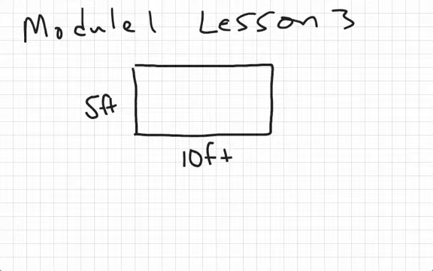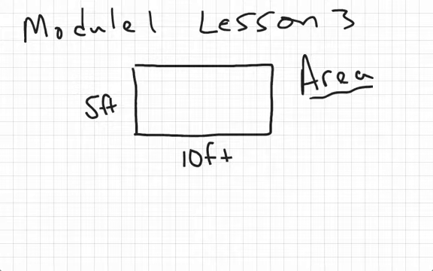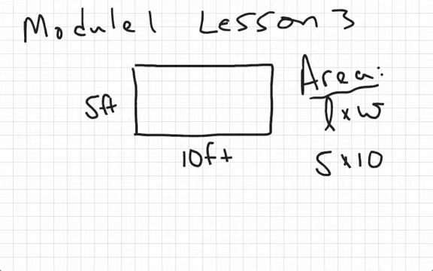Find the area. The area is to find the amount of surface space on a two-dimensional object. And in this case, we're finding the area of a rectangle. To find the area of the rectangle, all we simply have to do is to find the amount of space on the inside, which is to multiply the length times the width. So in this example, we'll take 5 times 10. 5 times 10 is 50.